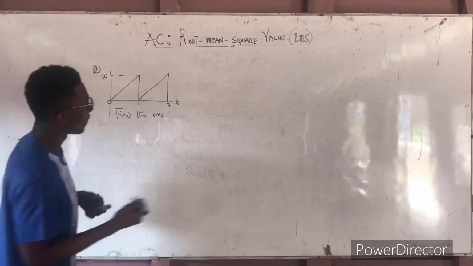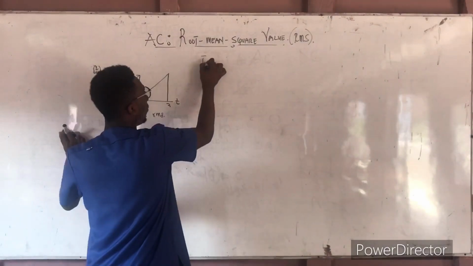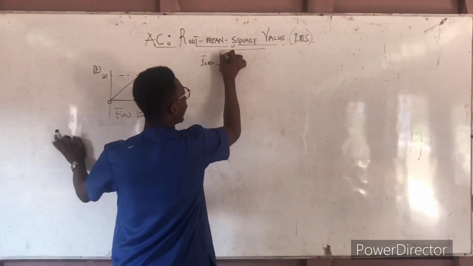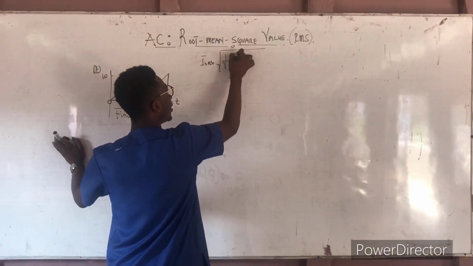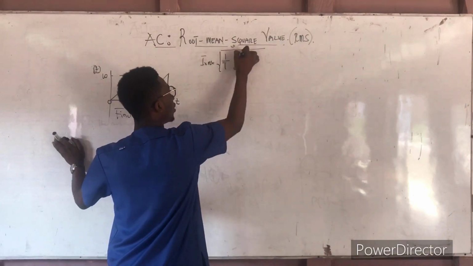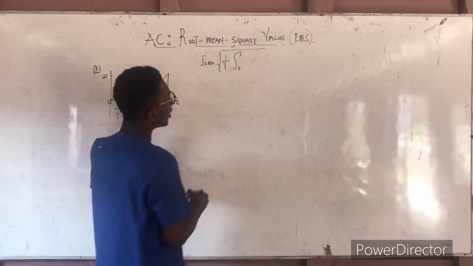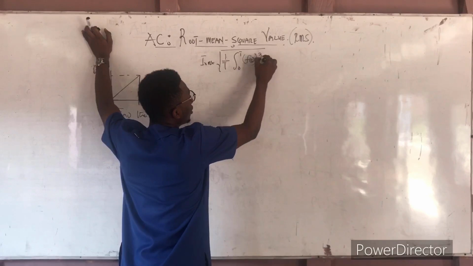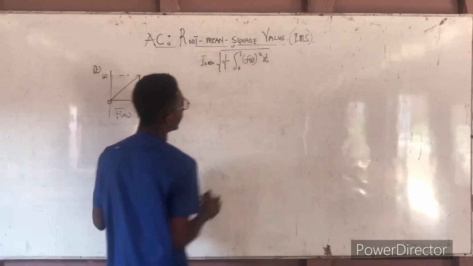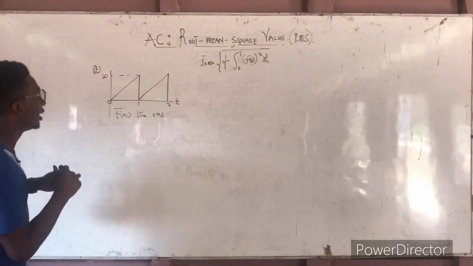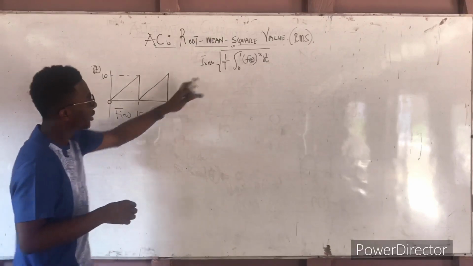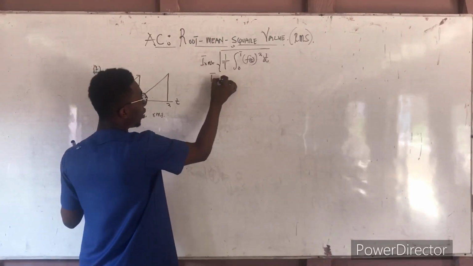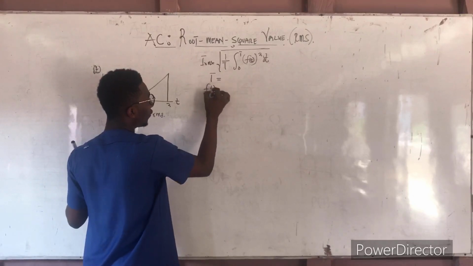First of all, I RMS is simply the square root of 1 over T, integral from 0 to the period T, of the function f of t squared. So what we need is the period T, and we need the function f of t.